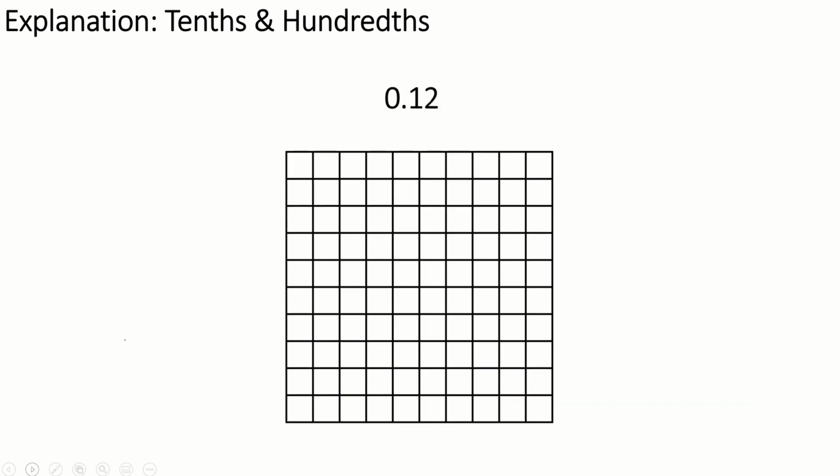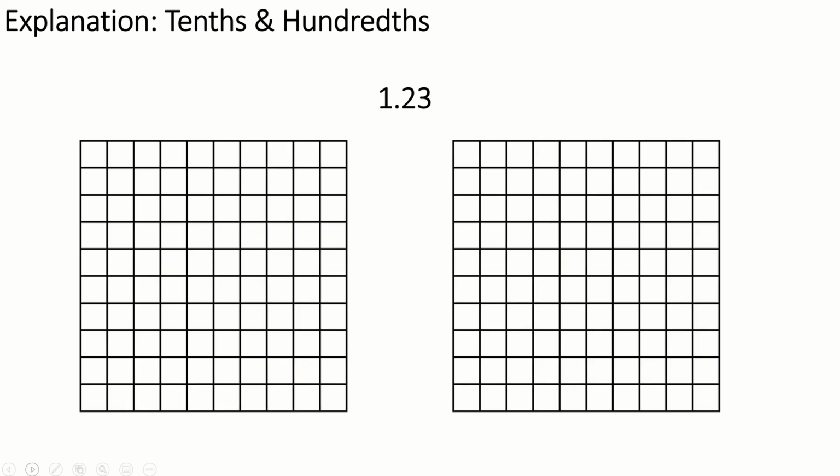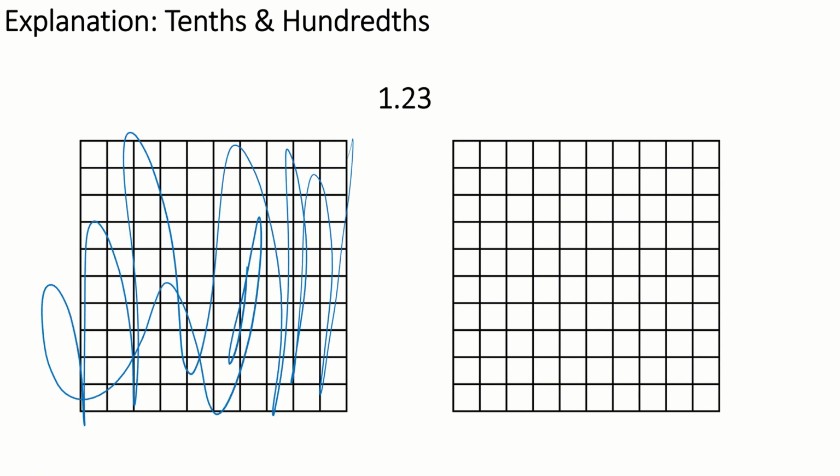So if we have a look, something like 0.12, you've got 1/10 and 2 hundredths, or you've got 12 hundredths, same thing. A slightly bigger one, 1 whole amount and 23 hundredths, so it'd be this whole thing, 2/10 and 3 hundredths, or 23 hundredths, you'd colour in the same amount.